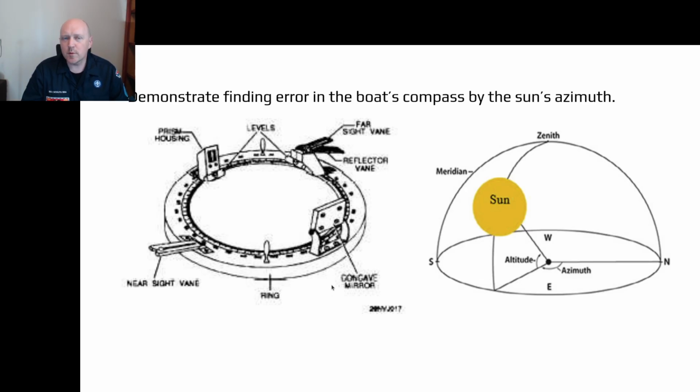The last requirement for the elective is to demonstrate finding error in the boat's compass by the sun's azimuth. This is a pretty specific thing, but we'll go through it. So this is what they mean. Typically, if you are on a big vessel that actually has a gyro compass, a big magnetic compass or compass repeater, it's a big thing. It's kind of like a plate you look in, and there's glass on top, and you can see what direction things are, and you can shoot directions from it and figure things out.